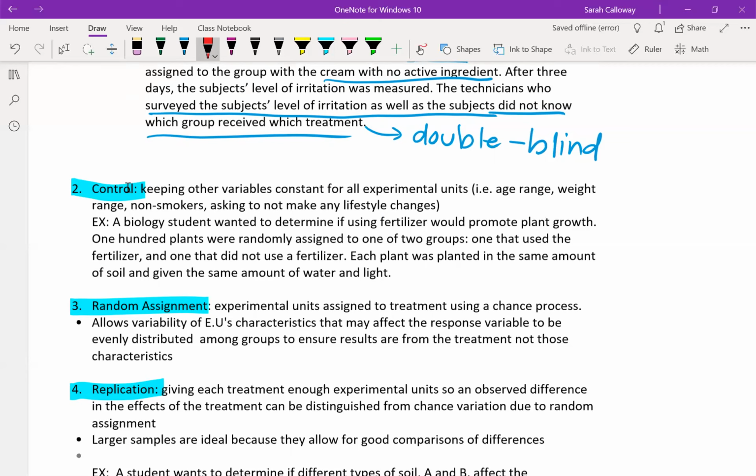So in an example of maintaining control, a biology student wanted to determine if using fertilizer would promote plant growth. 100 plants were randomly assigned to one of two groups, one that used the fertilizer and one that did not use the fertilizer. So the goal is that that's the only thing that's different, so that I can conclude that any of my results are only related to the fertilizer.